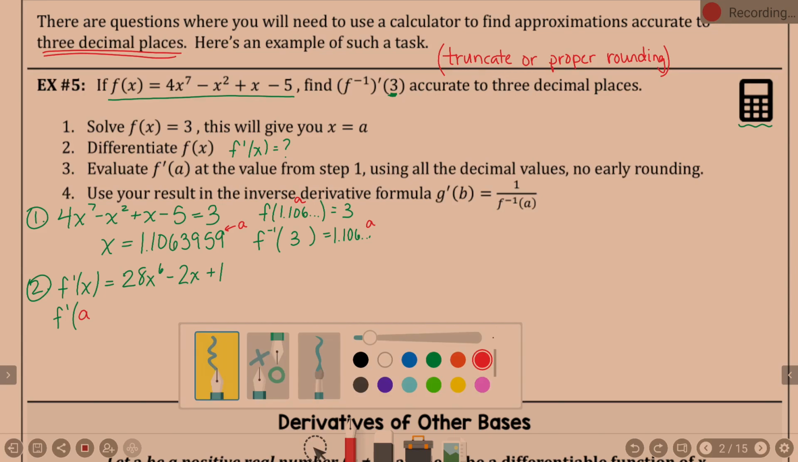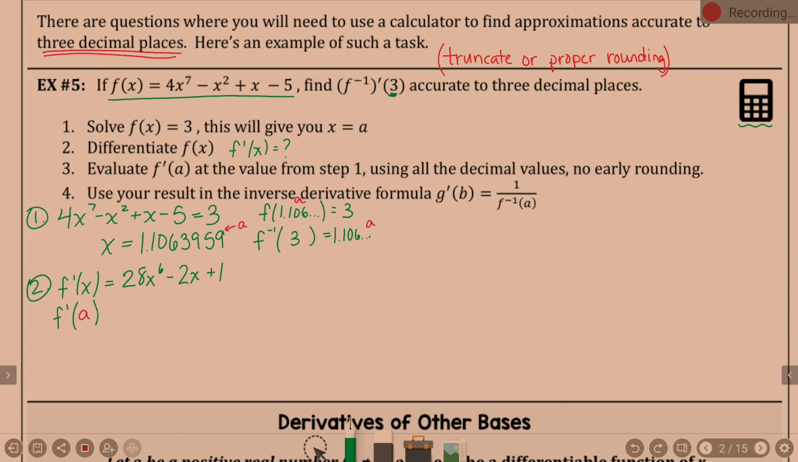And what was that A? That was the 1.106 number, right? Now, this should be, okay, if you go into your calculator, remember, the last thing I did is I found that intersection point, right? So whatever you last did on your calculator, that x value is stored in the calculator as x.